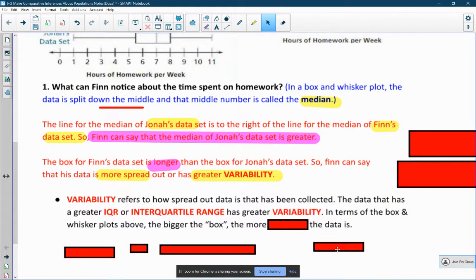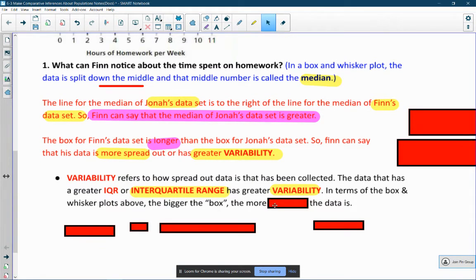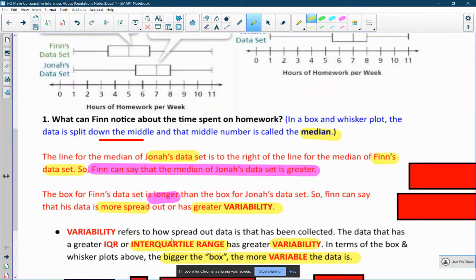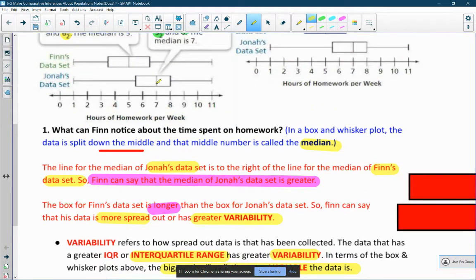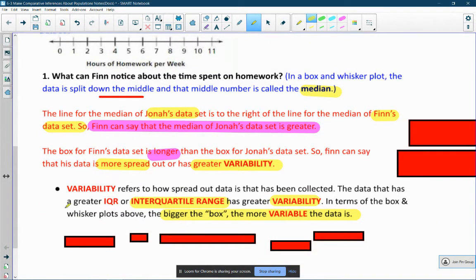That has a greater variability. So the bigger this IQR, this interquartile range, the greater variability. So in terms of a box and whisker plot above, the bigger the box, the more variable it is. And this is something maybe that is easier to remember. The bigger the box, the more variable the data is, the more spread out. Okay. So keywords: median, that's the middle of our box, and variability, how spread out, how big is that box. Okay. Next page.